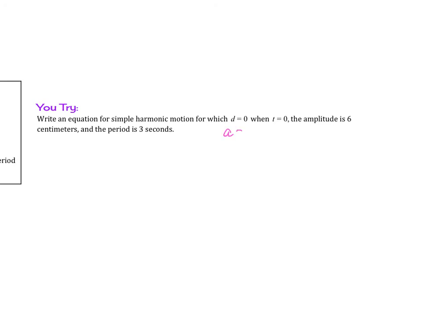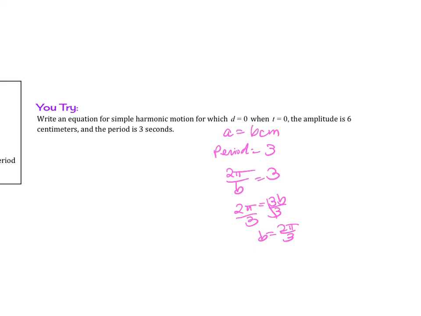So for here, we know our amplitude is 6 centimeters. We know that the period equals 3 seconds. So that's going to be 2 pi over b equals 3. And then 2 pi equals 3b, divided by 3. So b equals 2 pi over 3. So then we are going to write our equation. So d equals 6 sine of 2 pi t over 3.